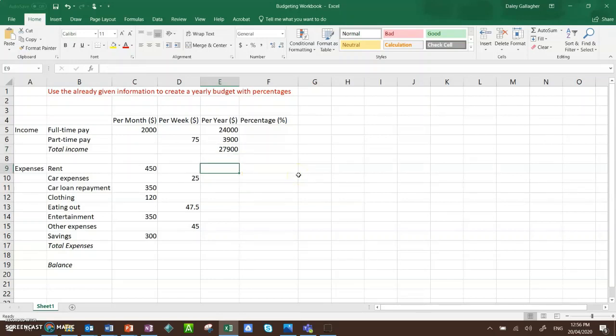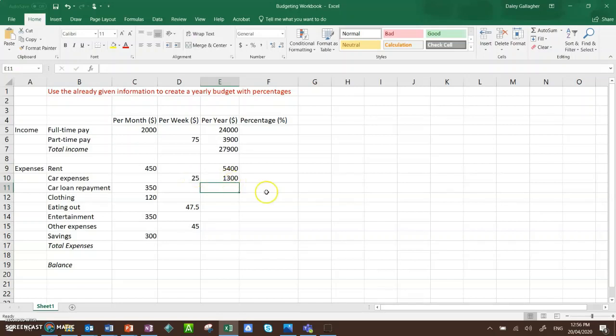So now I want to work out the expenses. I need to get all of those to yearly totals. So my rent, I'm doing the same process as I did for incomes. My rent is an expense and it's $450 per month. So I write equals, press on that cell, and then I multiply by 12 to turn it into a yearly total. Again, I can't drag that formula down because some of them are monthly and some of them are weekly, sorry. So now for this car expenses, I have to do 25 times 52.